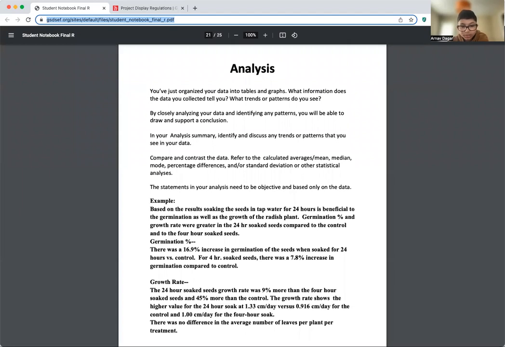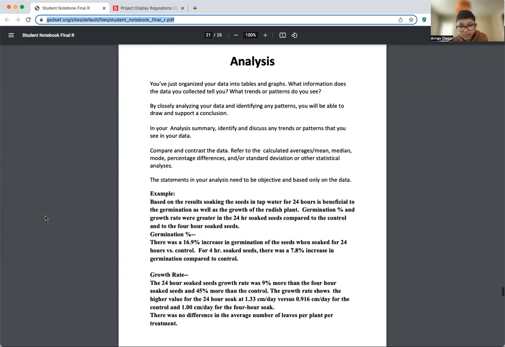In your analysis summary, identify and discuss any trends or patterns that you see in your data. Compare and contrast the data and refer to the calculated average, means, medians, mode, percentage difference, and/or standard deviations, and any other statistical analysis that might be useful. The statements in your analysis need to be objective and based only on the data.